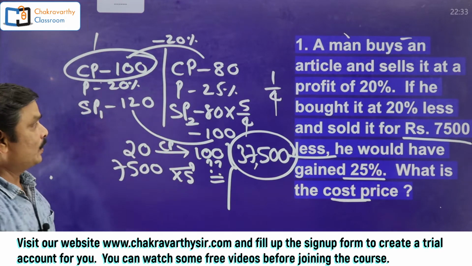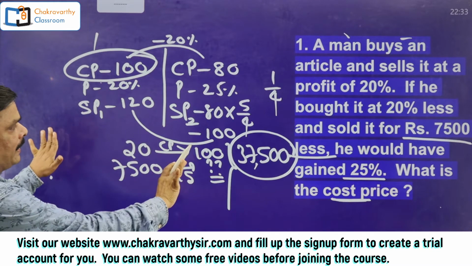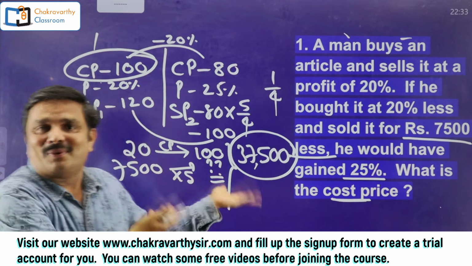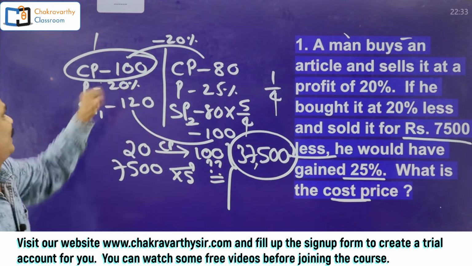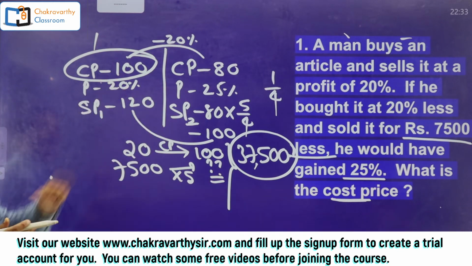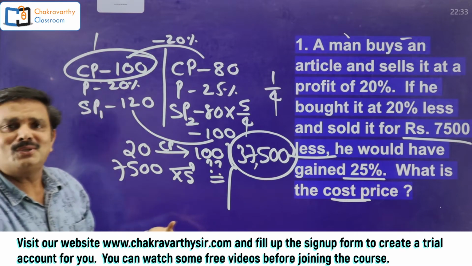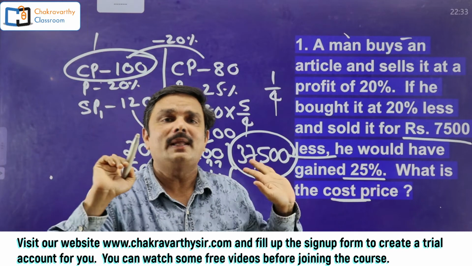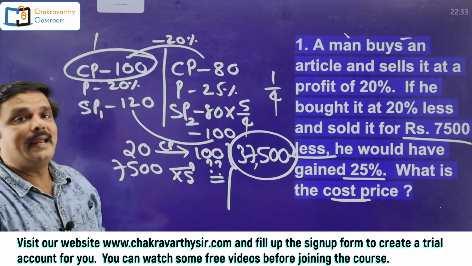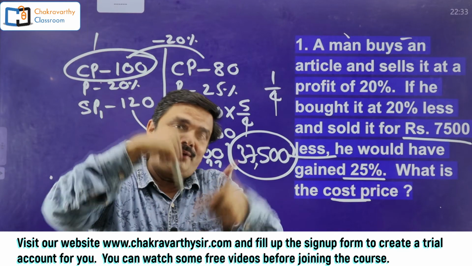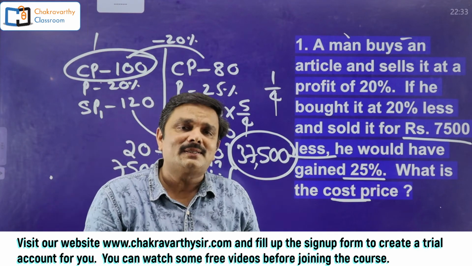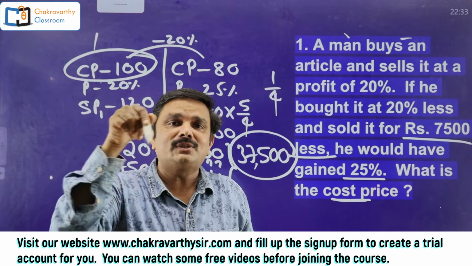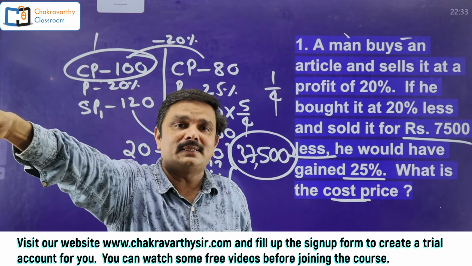And by the way students, here you need not write most of the things on the paper for this one also. Simply, 100 is the cost price, 20% is the profit, selling price 120. Can't you do this one? Yes, one selling price is 120. Next, 20% less is 80. 80 plus 25% of 80, obviously that is 100. 120, 100. Difference is 20. 20 is the difference. My cost price is 100.